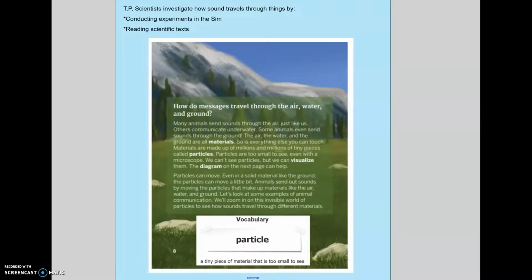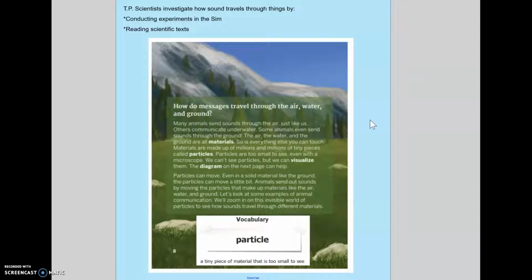So this is an excerpt from a book called Sound on the Move, which you'll be reading later today. How do messages travel through the air, water, and ground? Many animals send sounds through the air, just like us. Others communicate underwater. Some animals even send sounds through the ground. The air, the water, and the ground are all materials. So is everything else you can touch.